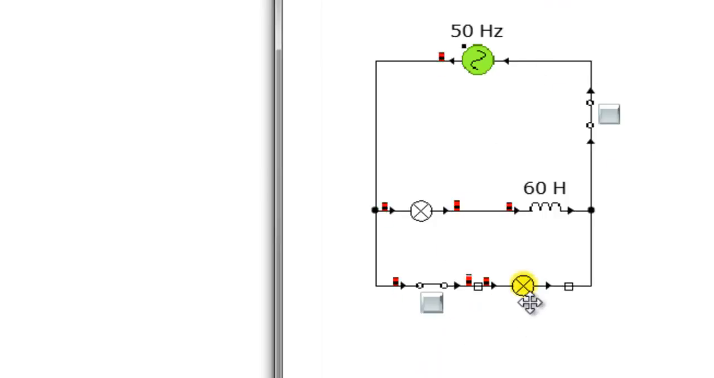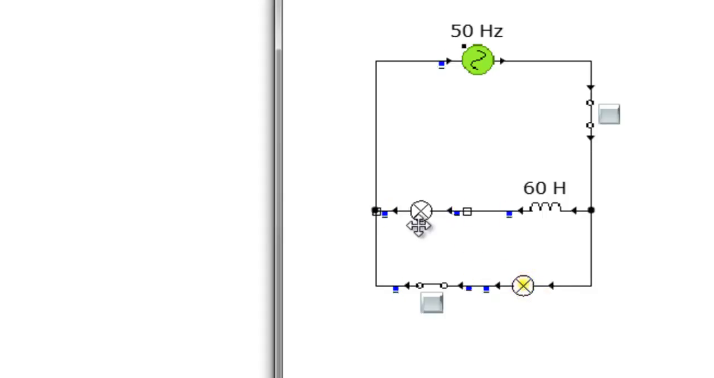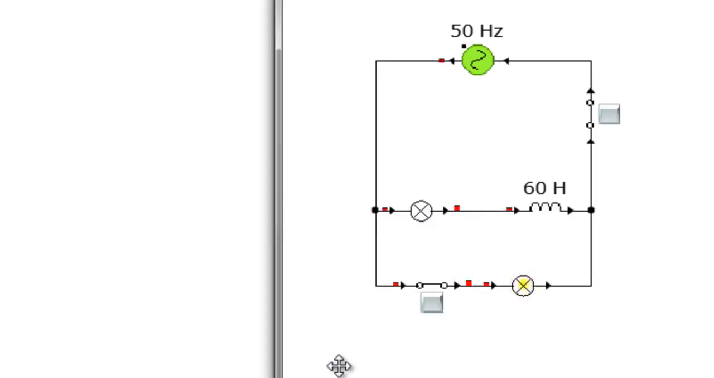Okay, and we can see that this light bulb's flickering. It's going on and off 50 times every second. Well, you notice this light bulb's not going, and the question is why? Well, exactly the same sort of principle as what happens in 5a.